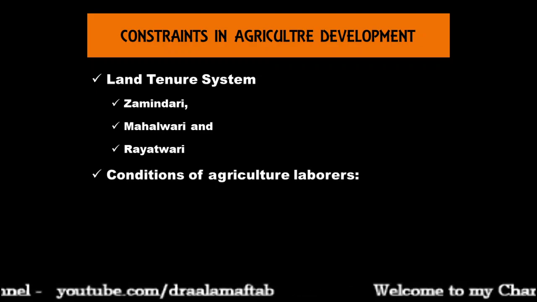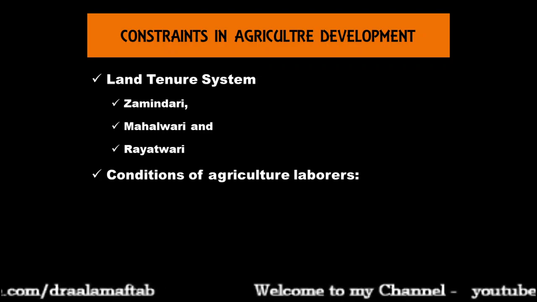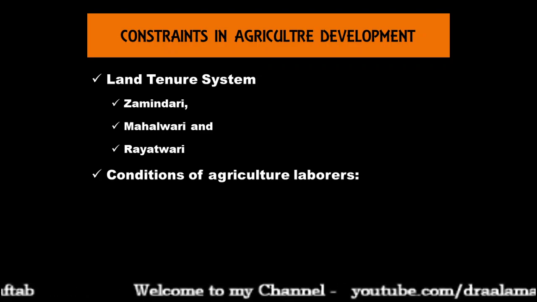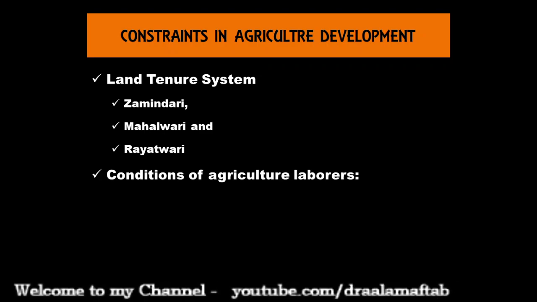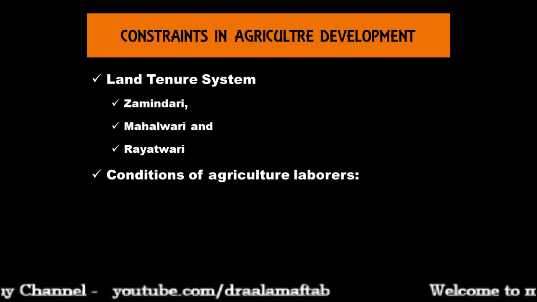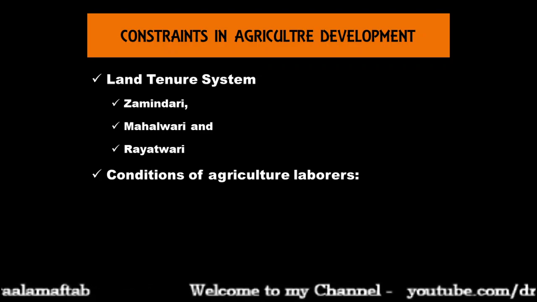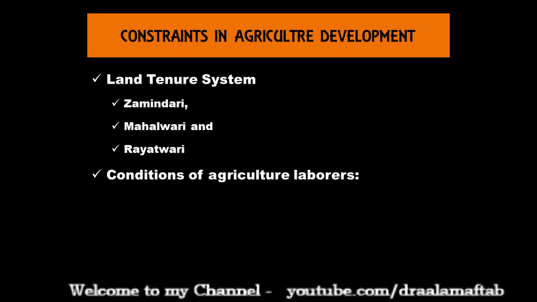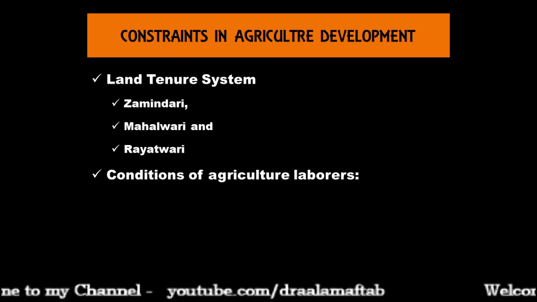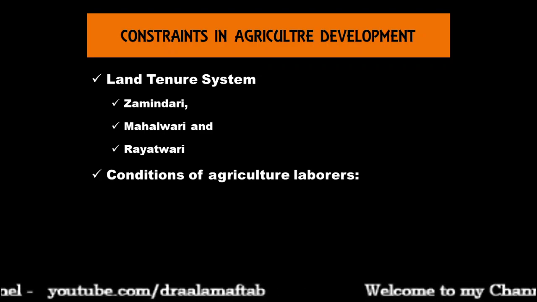Next point is conditions of agriculture laborers. The conditions of most agriculture laborers in India are far from satisfactory. There is the problem of surplus labor or disguised unemployment. This pushes the wage rates below the subsistence levels.